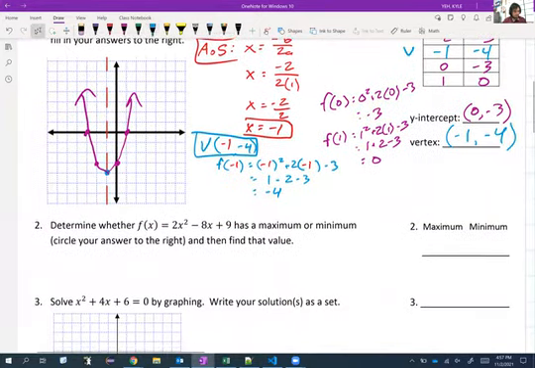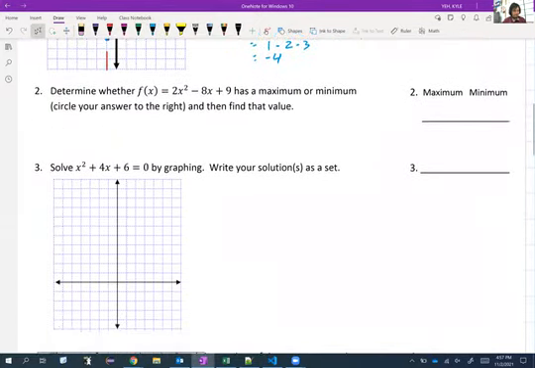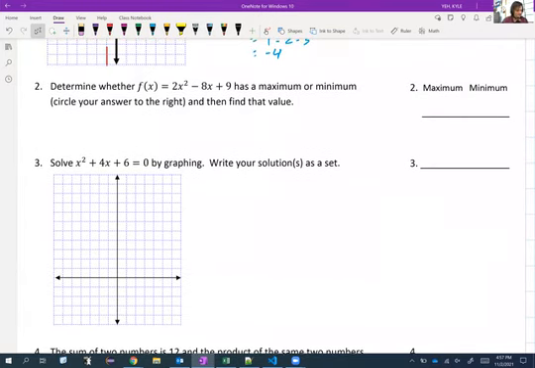Number 2, kind of similar, has to do with the graph. It says, determine whether this function has a maximum or a minimum, and circle your answer to the right, max or min, and then find that value. So the first thing we want to remind ourselves of is a is 2. We have 2x squared. If a is positive, we're going to open upwards. If a is negative, we're going to open downwards. A is positive, so we're right here.